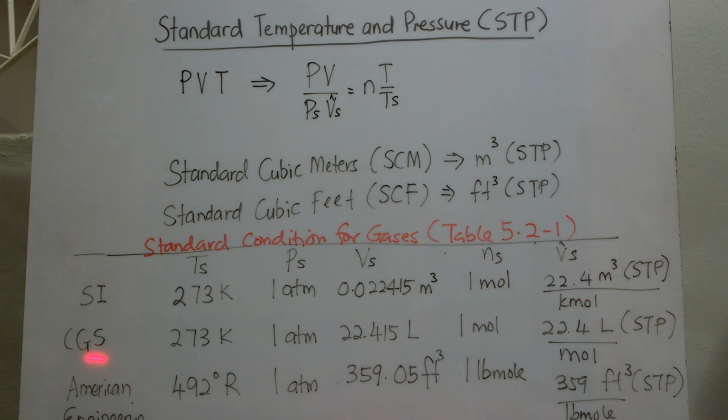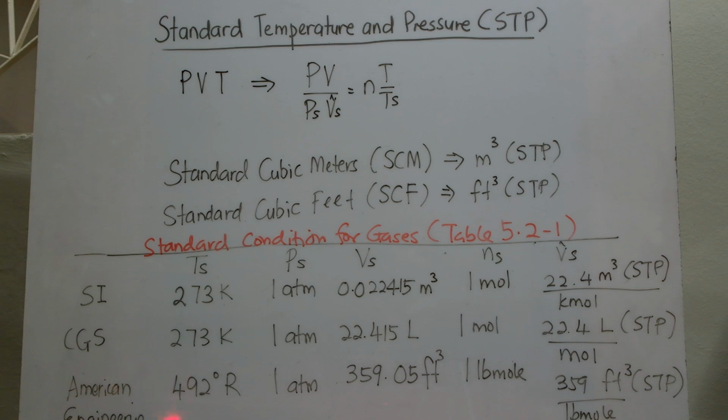You also have the CGS unit, where the standard condition is similar to SI. It's just that the volume is in liter, and the number of moles is still 1 mole because it's the standard condition. So when you find the specific molar volume for CGS, it is this volume.